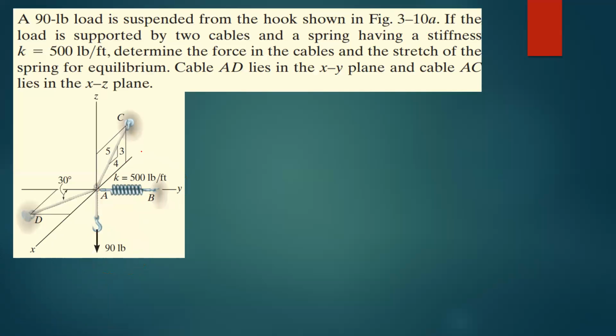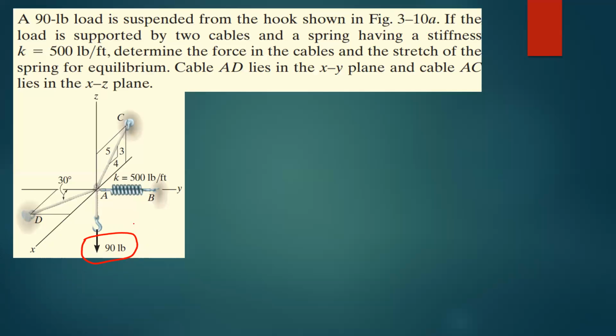The question goes on to say: determine the force in the cables and the stretch of the spring for equilibrium. So they are telling us that this load here is in equilibrium, meaning it's not moving in any direction; it's stationary there.